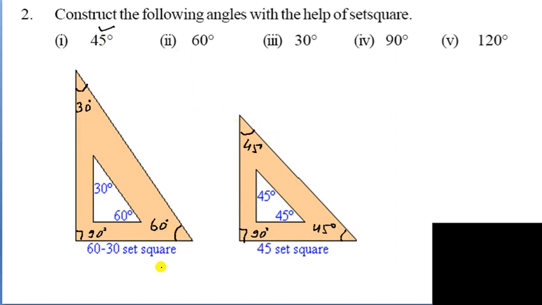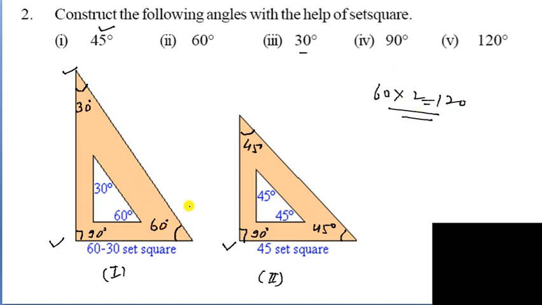In the second one, this angle is 45 degrees, this is also 45 degrees, and this one is the 90 degree angle. With the help of these set squares you can construct this. The 45 angle you can make with the second set square, and the 60 angle you can make with the 60 degree angle of the first set square. So this is the first set square and this is the second set square.